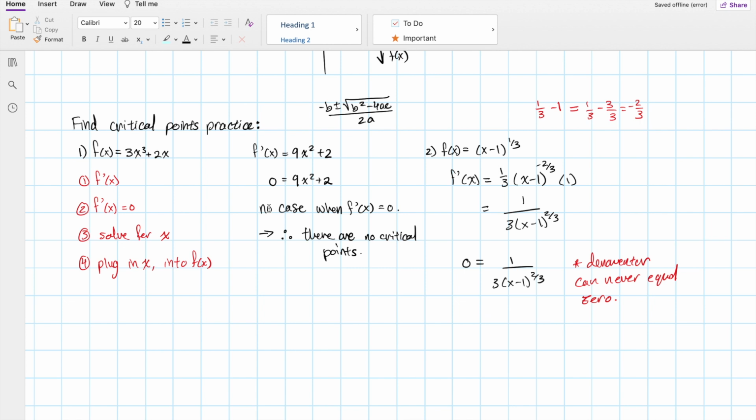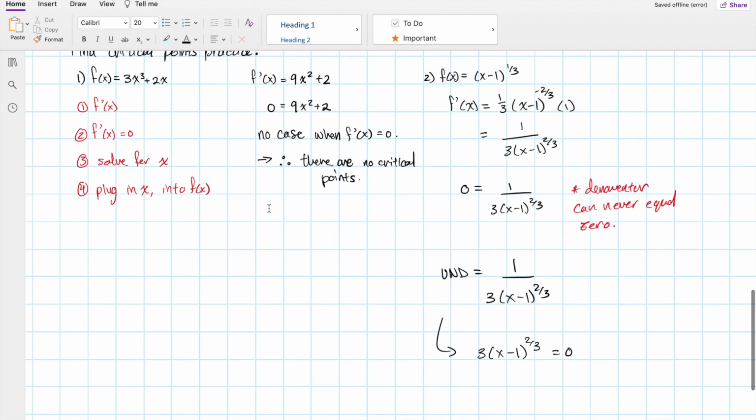Kind of informal, but you could say, well, when is this function actually undefined? When is there an error when you plug this into the calculator? What we do realize now is that we need to set the denominator equal to 0. So 3 times x minus 1 to the 2 over 3 is equal to 0. Solving, dividing by 3 on both sides, and then taking the 3/2 power of both sides, you end up getting x is equal to 1.